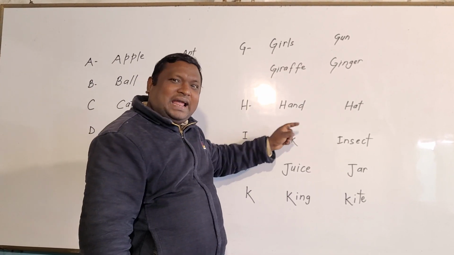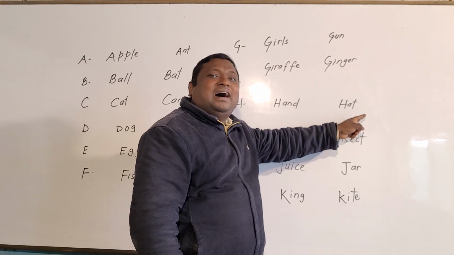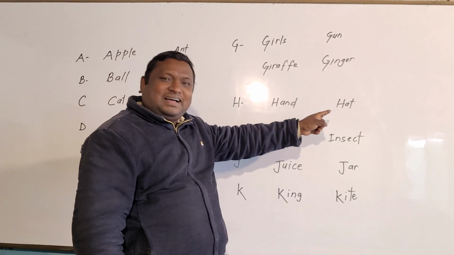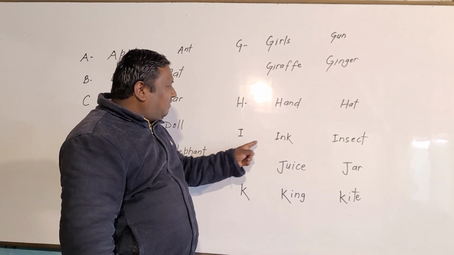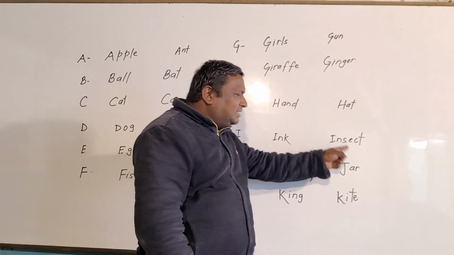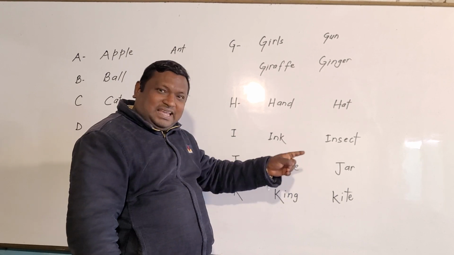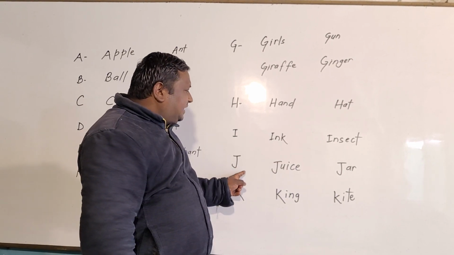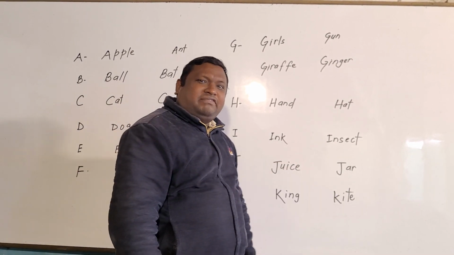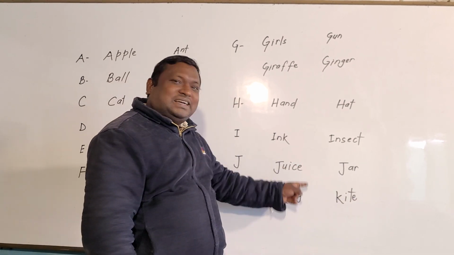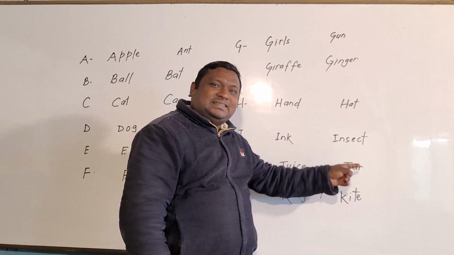H for hand and H for hat. H H H. I for ink and I for insect. E E E. Ink, insect. J for juice and J for jar. J J J.